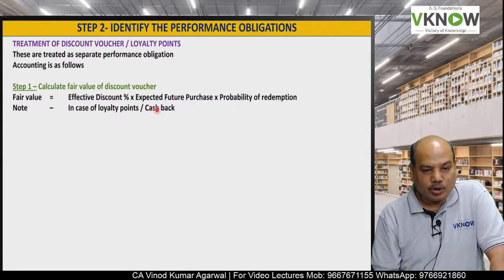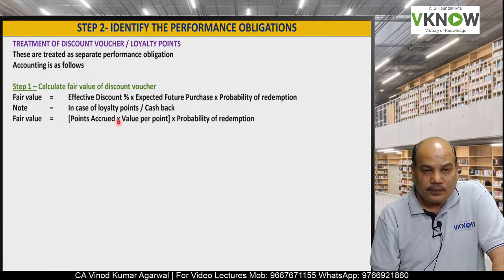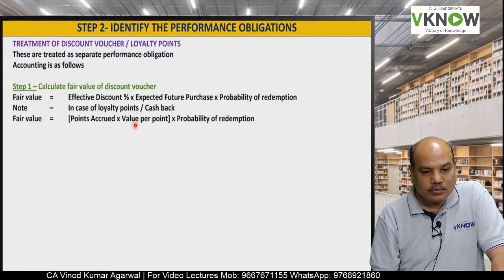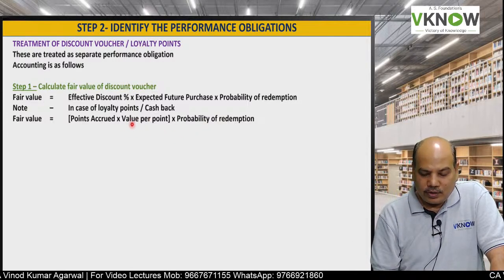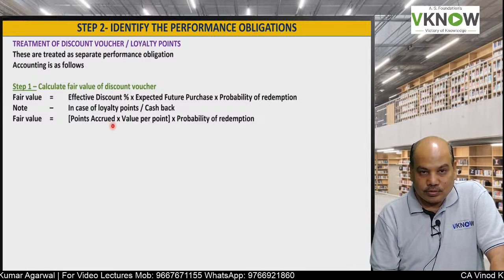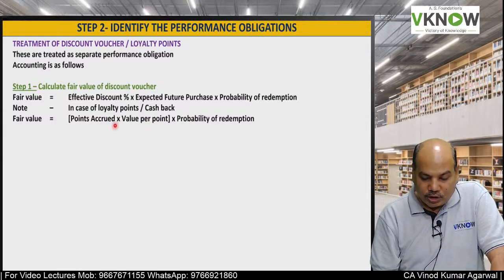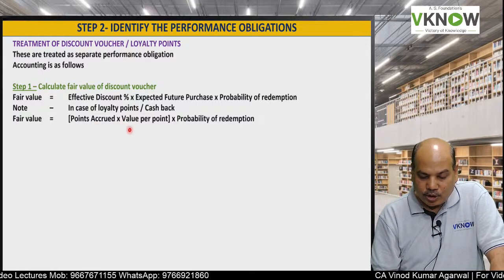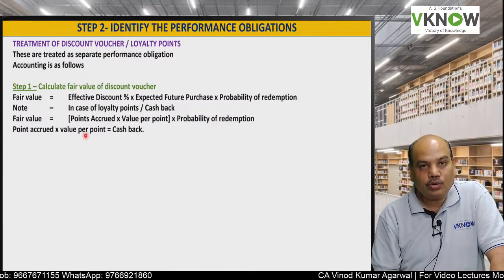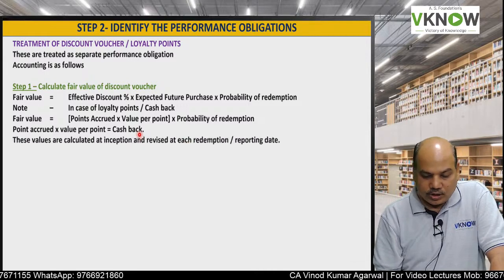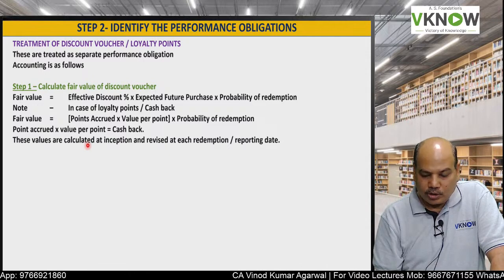In the case of loyalty points and cashback schemes, the fair value is equal to points accrued into value per point into probability of redemption. Nowadays on TV, Tata Neu gives you some Neu coins. So this is how you will do the valuation of discount voucher or loyalty points or cashback: points accrued into value per point into probability of redemption. Points accrued into value per point is equal to cashback. So depending on the scheme, we will do the calculation of fair value of discount voucher, loyalty points, or cashback.